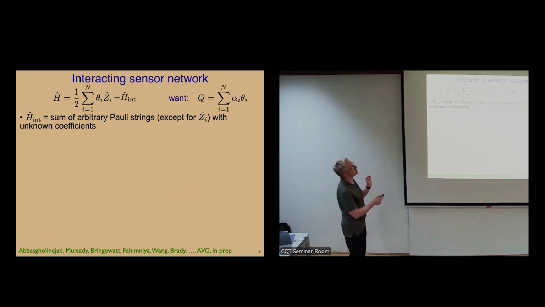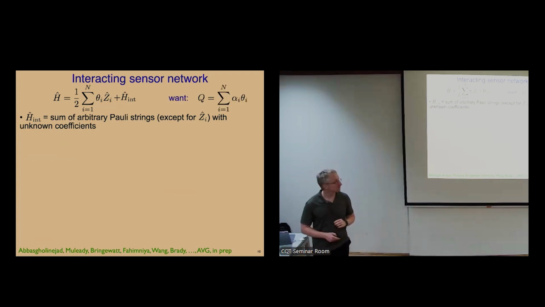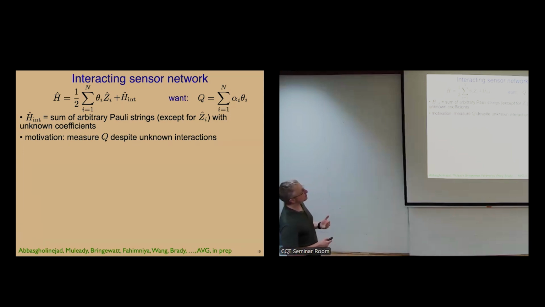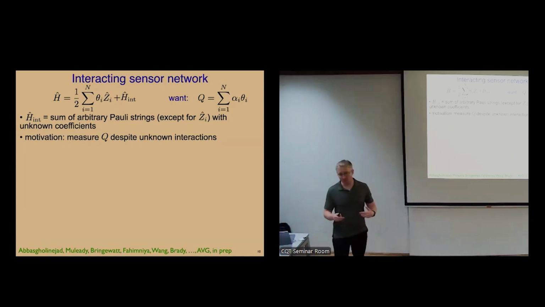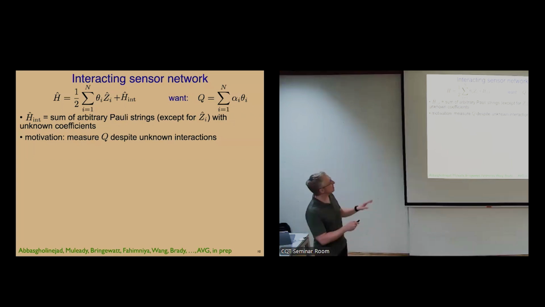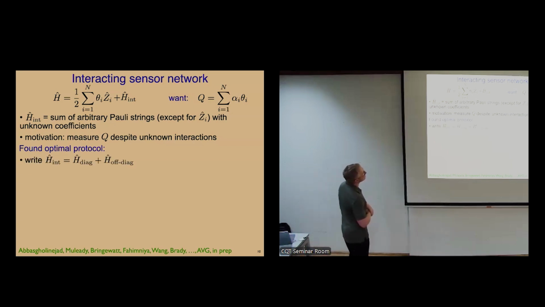And I still want some linear combination Q of these m thetas. So the motivation is I somehow want to measure this Q despite these unknown interactions. So I made my problem harder. Before I just had this, but now I have to deal with this unknown H_int. So we found the optimal protocol. It goes like this.